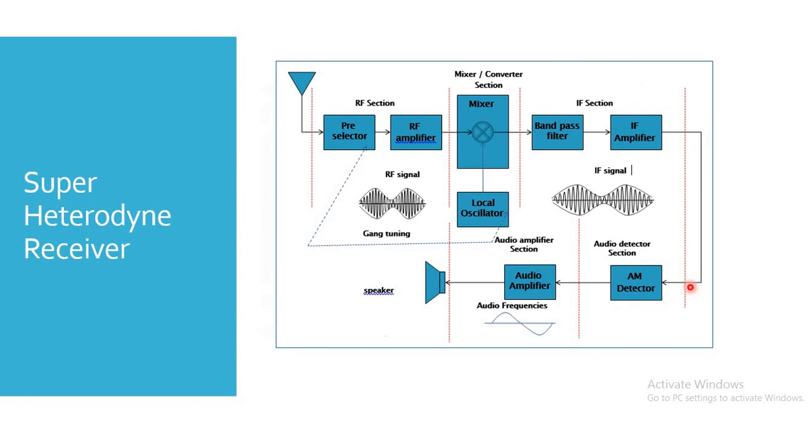And after the IF amplifier, we have an AM detector. The job of the AM detector is to recover the actual signal from the modulated signal, and then we have an audio amplifier, and finally a speaker, which is present at the receiver end. So these are all the blocks present in a superheterodyne receiver. We are going to study each and every block in detail.